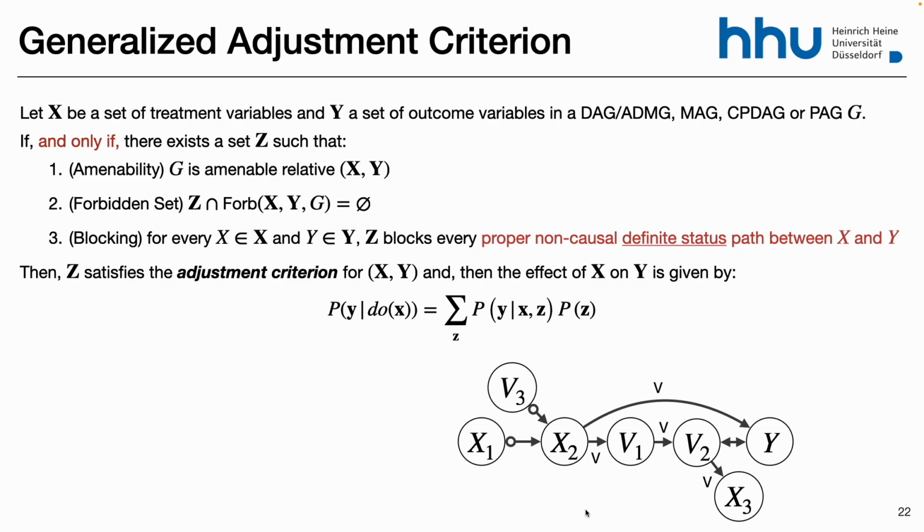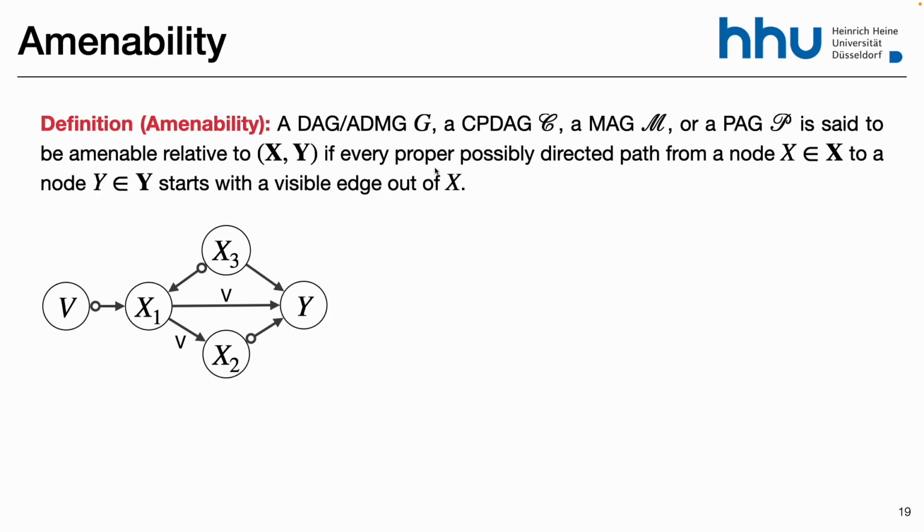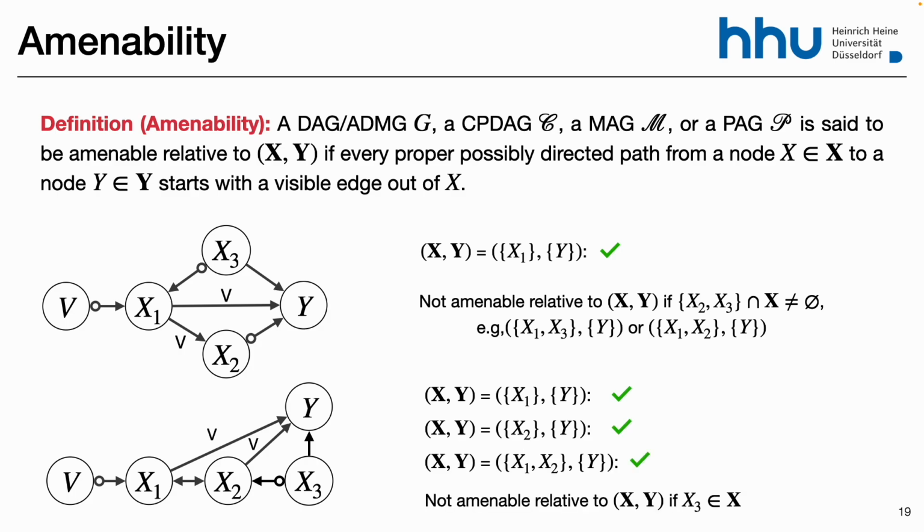We are looking at X1, X2. What is our X and what is our Y? Our sets X and Y. I was just explaining the V's, because the first condition is amenability, and to check amenability, we need to check all the proper paths. Proper, right? Let's go back here. Proper: all proper possibly causal paths have to start with a visible edge. So let's go back there.